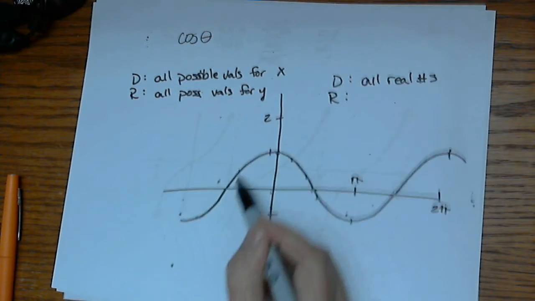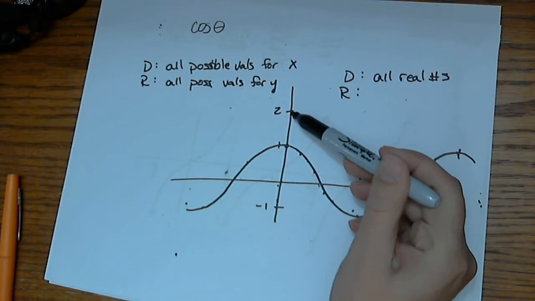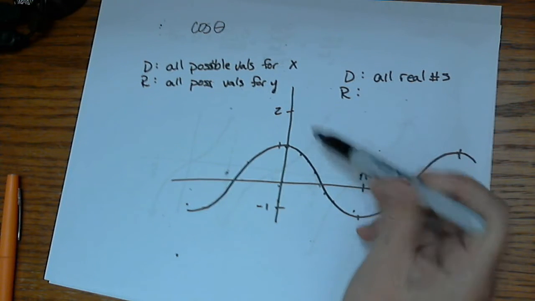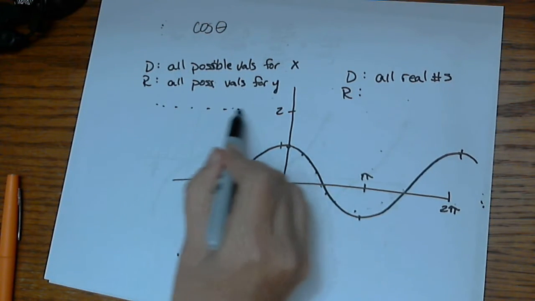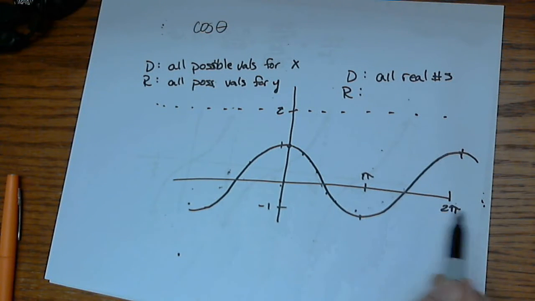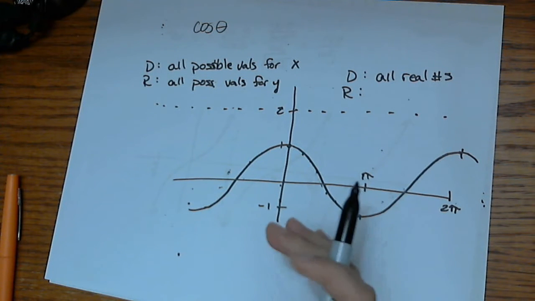Does this curve ever go up to when y is a 2? It doesn't. And because the curve, no matter if I put a horizontal line across here, I'll never ever touch this cosine curve. And so that means that there are values where the range does not exist.